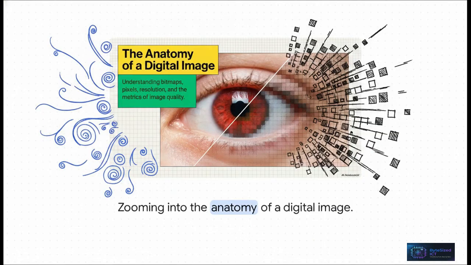Okay, check out this super crisp macro photograph of a human eye. It looks perfectly smooth, right? Totally organic. But if you zoom all the way down, way down, the truth is revealed. That organic image is actually built on a hidden, highly structured grid of tiny squares. It's kind of like a giant digital puzzle.